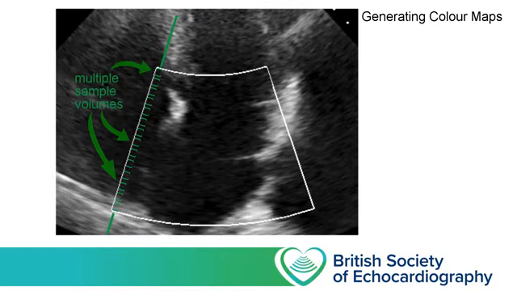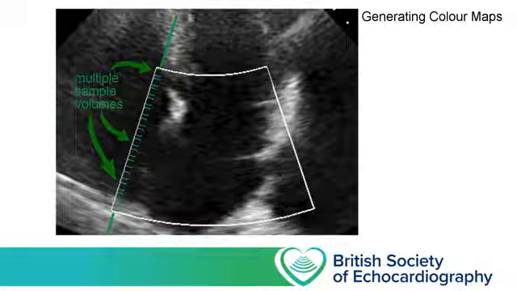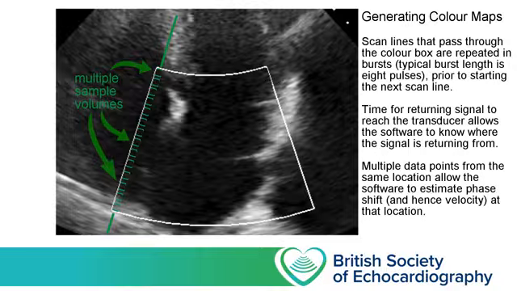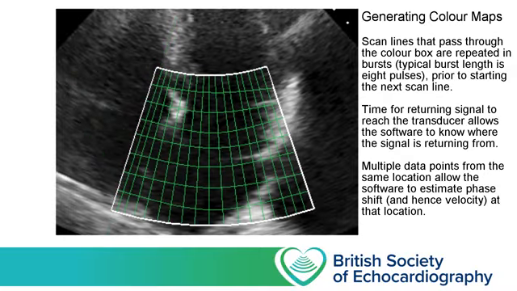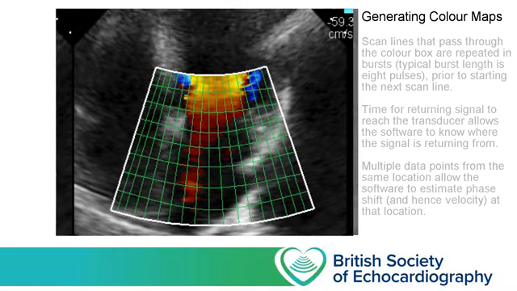It now additionally estimates the phase shift. Now it can't estimate phase shift from a single piece of information. It requires multiple values from the same location in order to do this. So those scan lines that pass through the box are rapidly repeated, typically around 8 times, before moving on to the next scan line. Once there's been enough time for the scan line to sweep through the colour box, we end up with a grid of values, a grid of estimated velocities, which can then be represented as a colour.